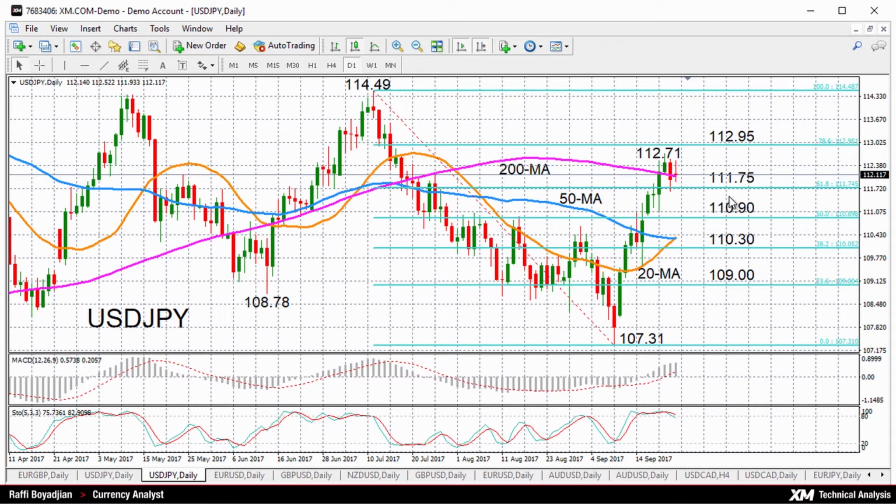To the downside, there should be immediate support coming from around 111.71, which is the 61.8% Fibonacci retracement of the down leg from 114.49 to 107.31, followed by the 110.90 level. We do have a critical area here at 110.30, where there seems to be a bullish crossover of the 20-day with the 50-day moving average, and then below that we would have the 110 level acting as another support level.